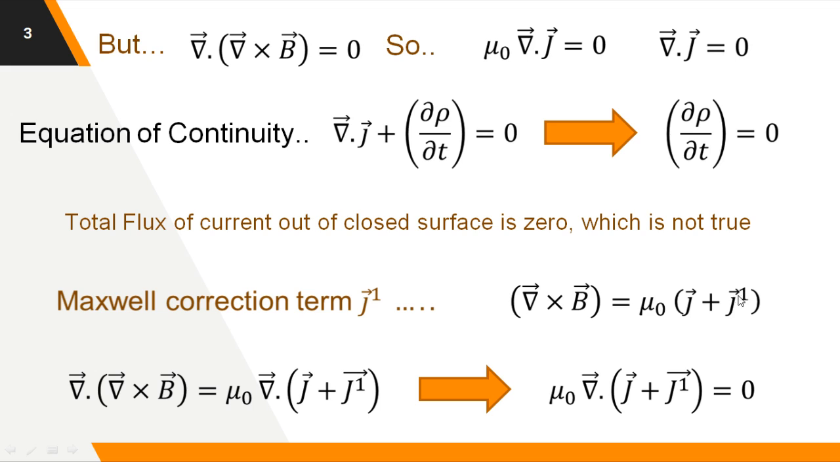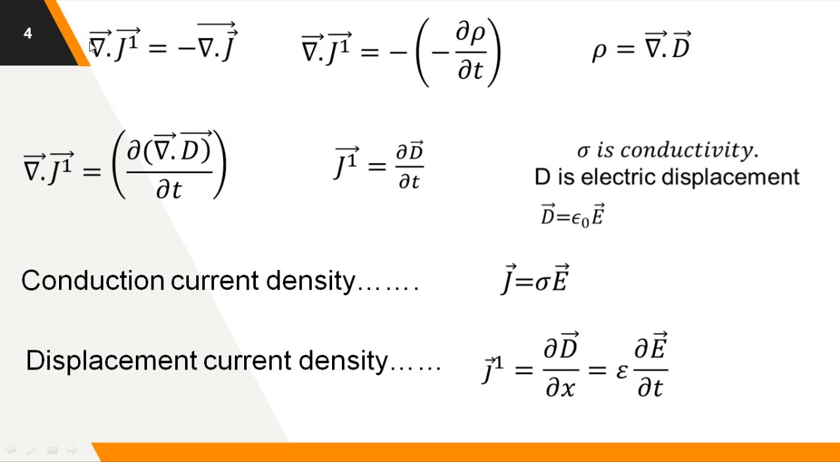This is again a current density, and this is also a current density. A new term, a correction factor, was introduced by Maxwell. When this is introduced and the same divergence is taken, the equation reduces. See, this part is 0, so mu naught divergence of this is going to be 0. If you proceed further, divergence D dash equals minus divergence J.